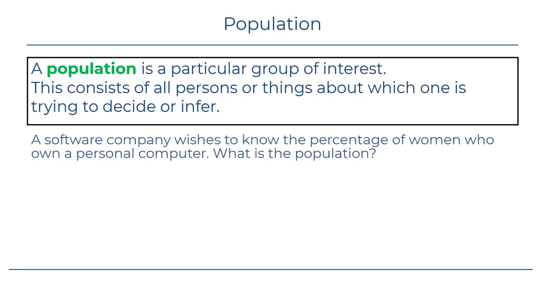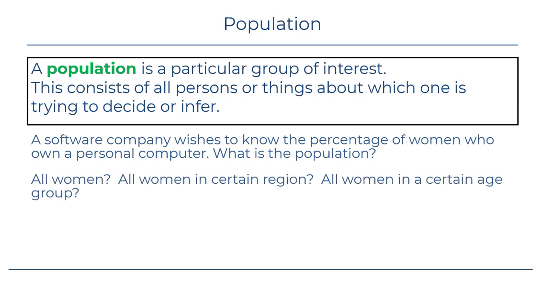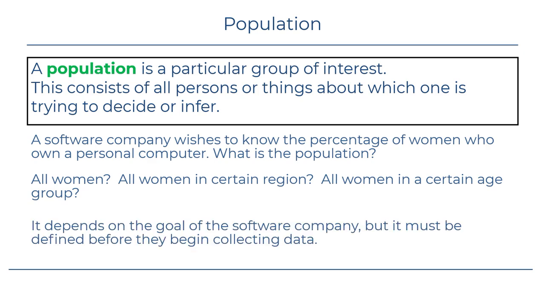For instance, a software company wishes to know the percentage of women who own a personal computer. What is the population? Well, it could be that the population is all women. It could be the population is women in a specific region or in a certain age group. So it completely depends on the goal of the software company, but it must be defined before they begin collecting data.